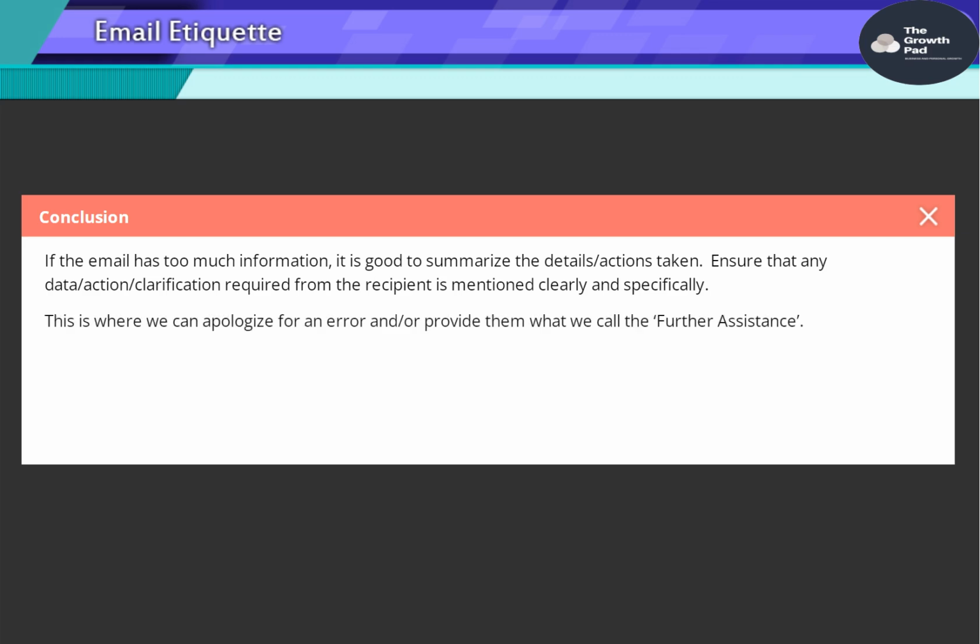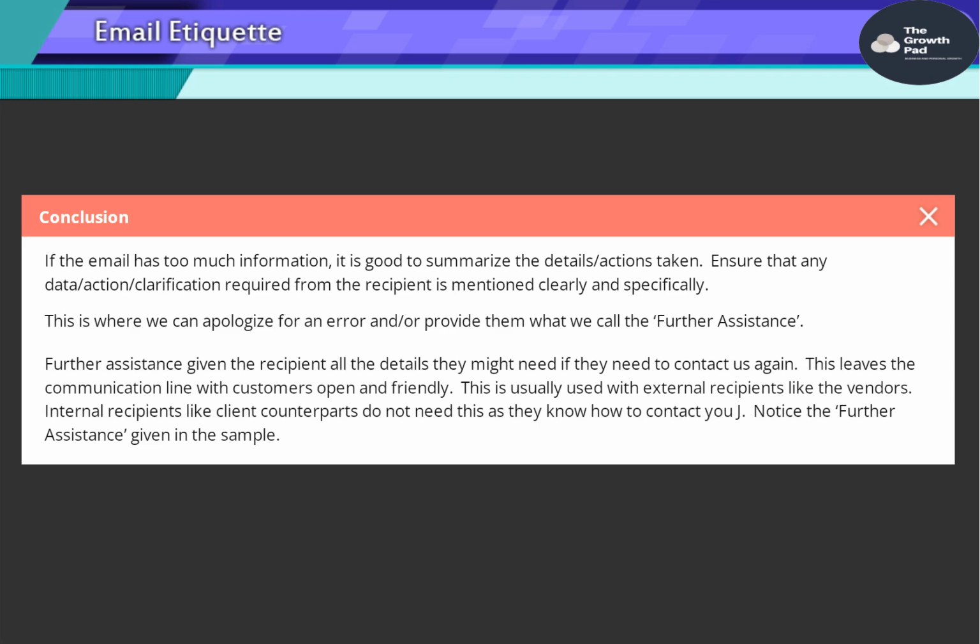This is where we can apologize for an error and/or provide what we call further assistance. Further assistance gives the recipient all the details they might need if they need to contact us again. This leaves the communication line with customers open and friendly. This is usually used with external recipients like the vendors. Internal recipients like client counterparts do not need this as they know how to contact you.